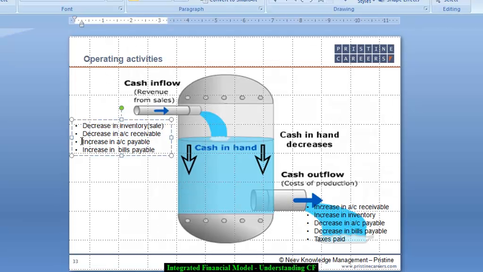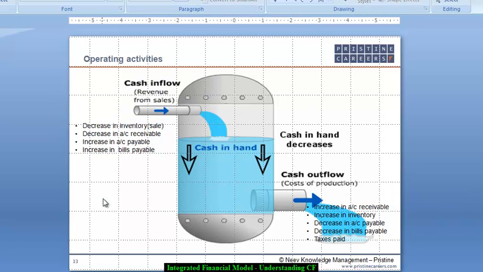Similarly, if there is an increase in accounts payable, that means you have bought the inventory from your supplier, but you haven't paid the bill yet. That's an account payable. So obviously you have more cash with you, so this is like a cash inflow to you. Similarly, a decrease in accounts payable is like a cash outflow to you. Taxes paid are obviously a cash outflow to you. So this is all from the operating activities.